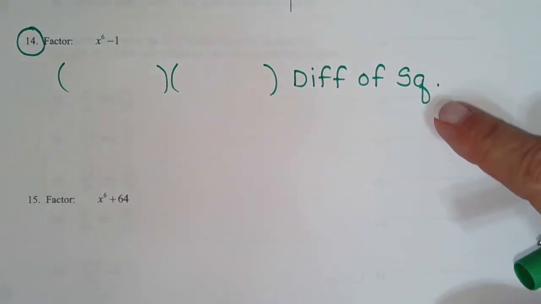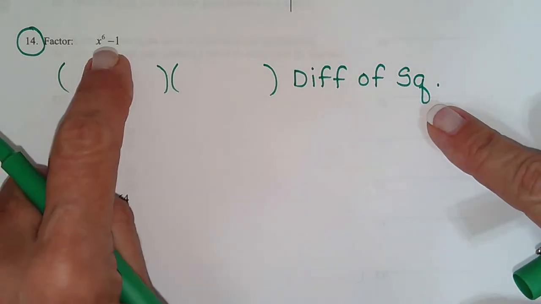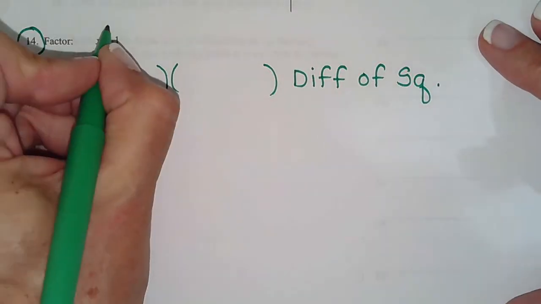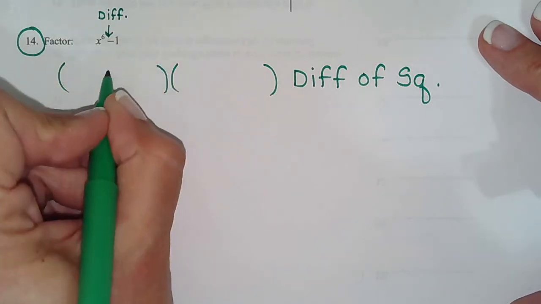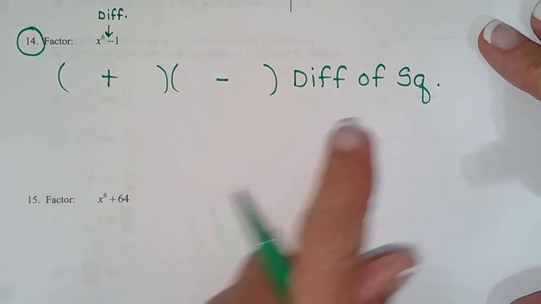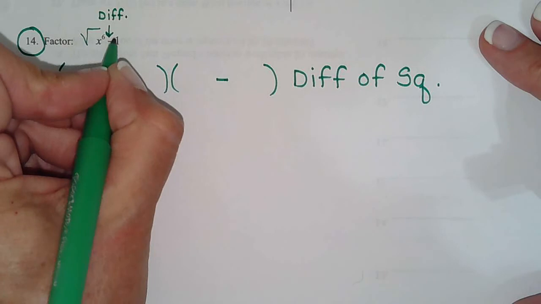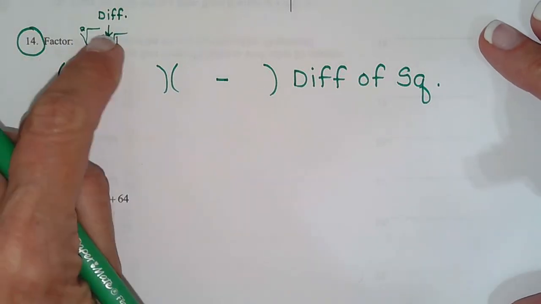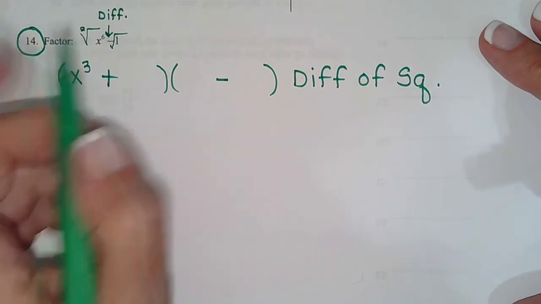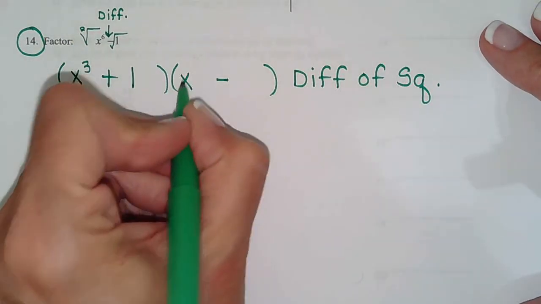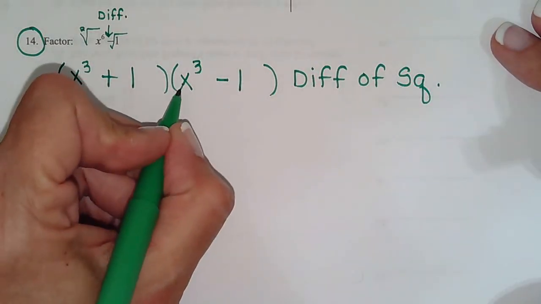So we learned on the first page of this packet, squares can only be subtraction. It is subtraction. And the only way to get that minus sign is for the signs to be different. So 1 plus, 1 minus. And because we're doing a difference of squares, we're going to do square root, square root. So there's a 2 there. So 6 divided by 2 makes that x cubed. The square root of 1 is 1. And then the second parenthesis for squares is exactly the same, but with a different sign.